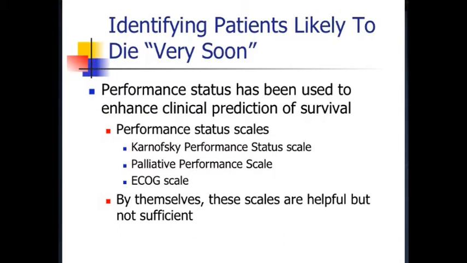So the first thing that is clearly useful is performance status. And performance status has been used to enhance the clinical prediction of survival, and irrespective of the scales that have been used, the Karnofsky, the PPS, and the ECOG scale, all of them basically improve the clinical estimation of survival. So if you do an assessment of performance status based on one of these scales, you are more likely than not to improve your ability to estimate survival based on a clinical evaluation alone.